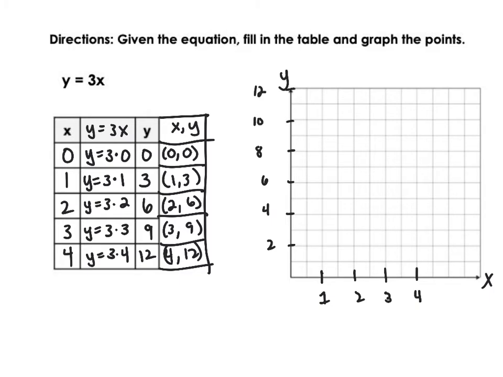We almost topped out. Okay, so we've got 0, 0, boom. Actually, I wanted to use a different color. That's what I wanted to use a different color for. 0, 0, 1, 3, 2, 6, 3, 9, and 4, 12. Okay, use my ruler.